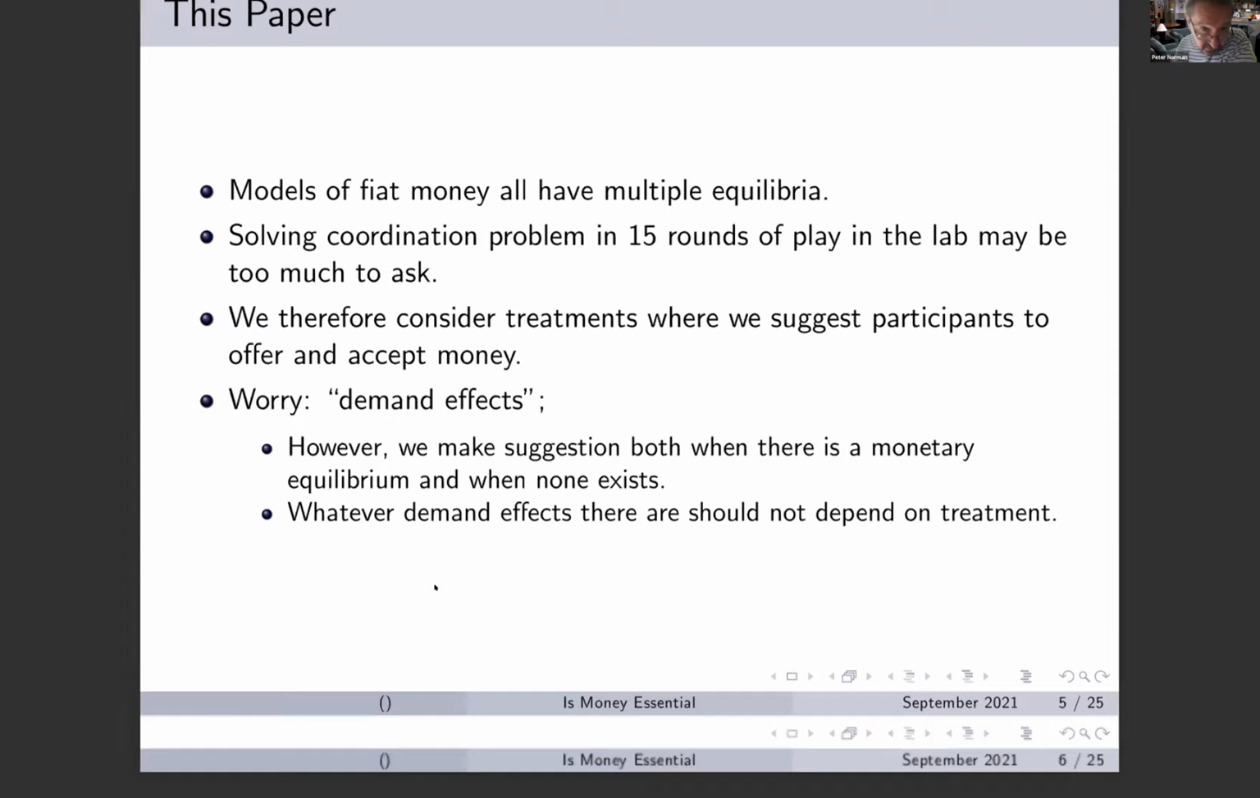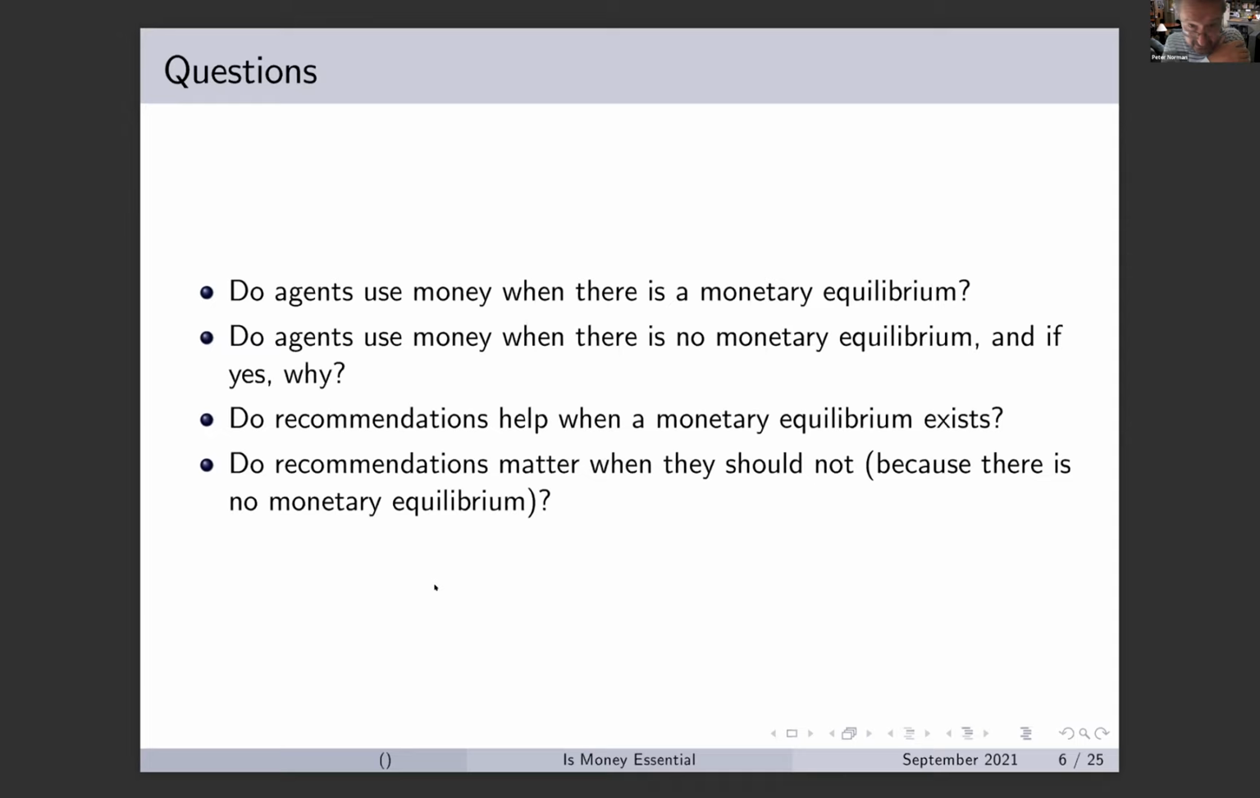So the questions we're asking are: do agents use money when there is a monetary equilibrium? Do they use it when there's no monetary equilibrium? And if yes, why? We are seriously trying to dig into that by looking at social value orientation scores and exit surveys. Then we want to see the role of the recommendations. The hope is that the recommendations should help when there is a monetary equilibrium, but not so much when there is no monetary equilibrium.